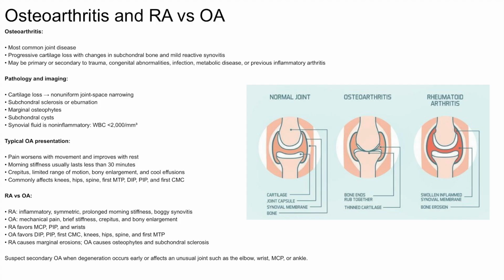In contrast, rheumatoid arthritis produces prolonged morning stiffness, boggy synovitis, marginal erosions, and symmetric MCP, PIP, and wrist involvement. A simple memory rule is that osteoarthritis is bony and worse with use, whereas rheumatoid arthritis is boggy and improves with use. So early osteoarthritis in an unusual joint should prompt evaluation for a secondary cause.